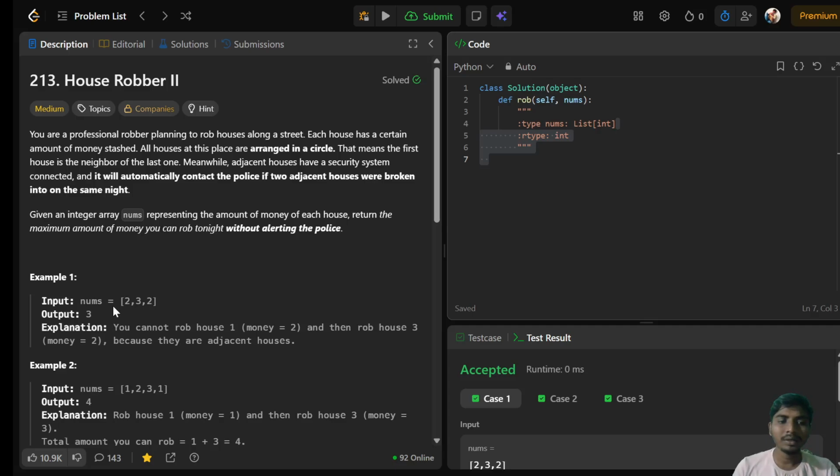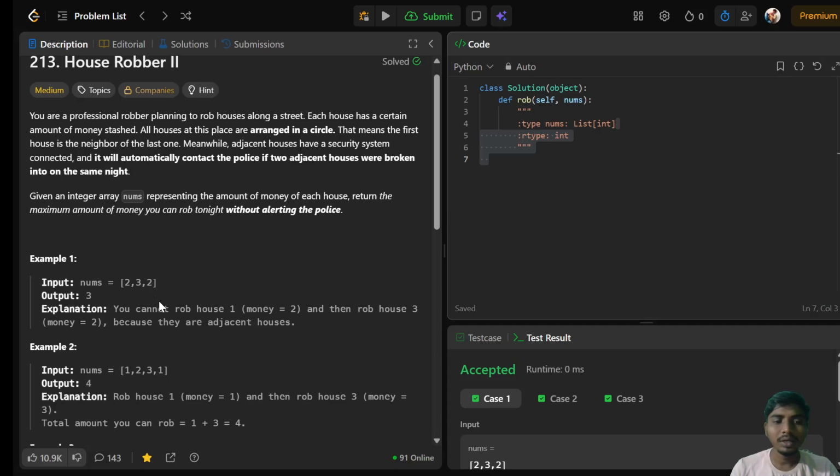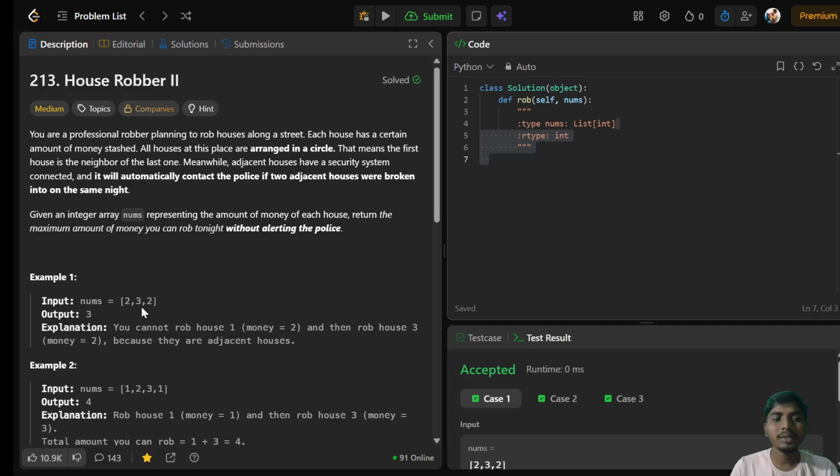They also mentioned that the houses are in a circular fashion, meaning the last house is adjacent to the first house. There is only one constraint: the robber cannot rob adjacent houses. That means if the robber robbed the first house, he cannot rob the second house, but he can rob any other house. Likewise, if he started robbing from the second house, he can rob any other house other than the third house.